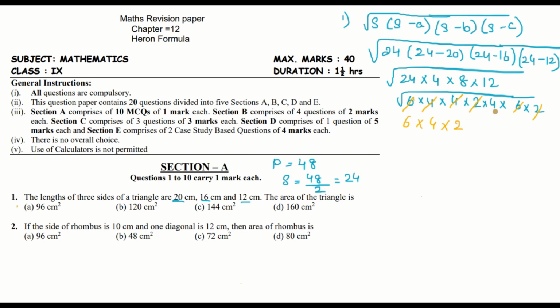And this 4 is a perfect square number. When we remove it from the square root symbol, the square root of 4 is 2. We have removed these from the square root, so let's multiply all these numbers. 6 4s are 24. 24 2s are 48. 48 2s are 96. And the area is 96 centimeters square.